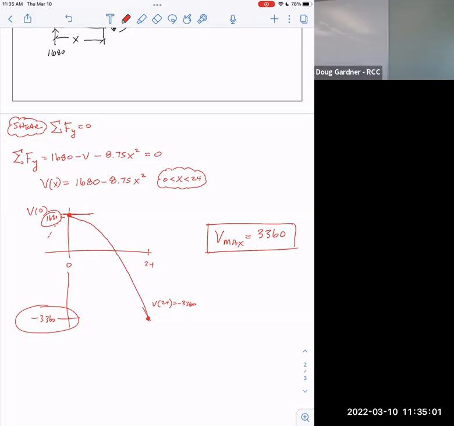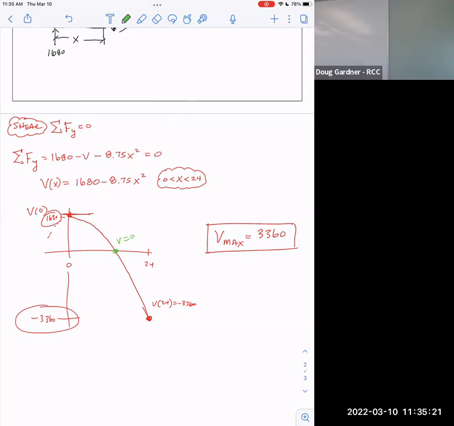At least one kind of long, smooth curve. And that is this location right here. Do you agree that that's the place where the shear is actually nothing? Which is kind of weird, isn't it? I mean, there's actually no shear on the beam at that location.